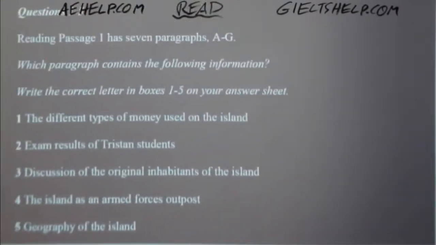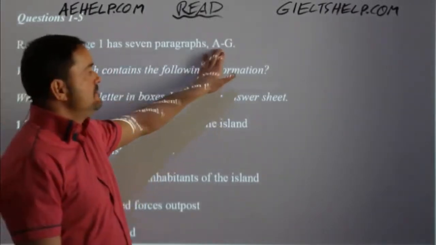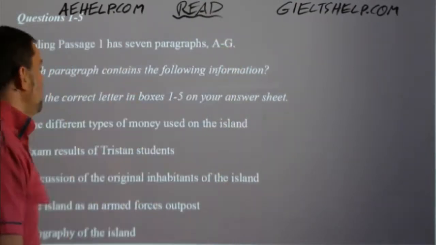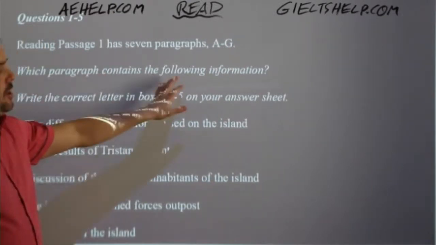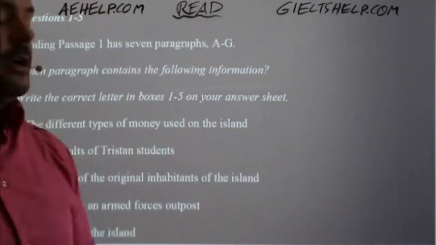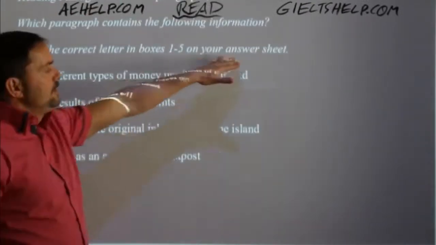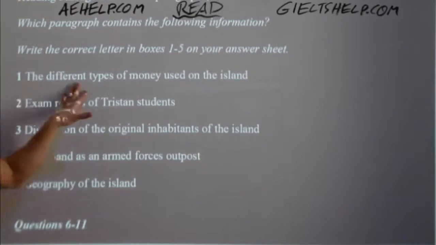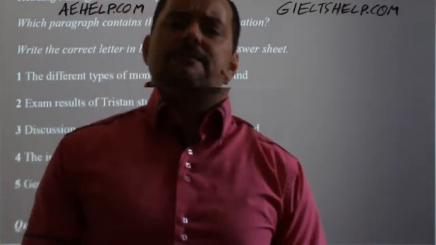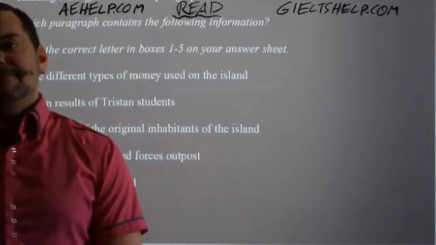Okay, reading passage 1 has 7 paragraphs, A, B, C, D, E, F, and G. Which paragraph contains the following information? So this is matching the information to the paragraph. Write the correct letter in boxes 1 to 5 on your answer sheet. The different types of money used on the island. Which paragraph had that information? When did I visualize the different kinds of money? Can anybody tell me? Was it A, B, C, D, or F?